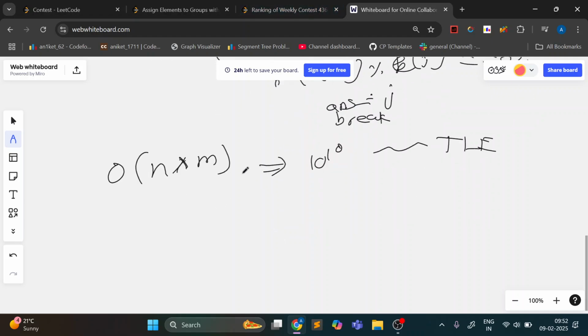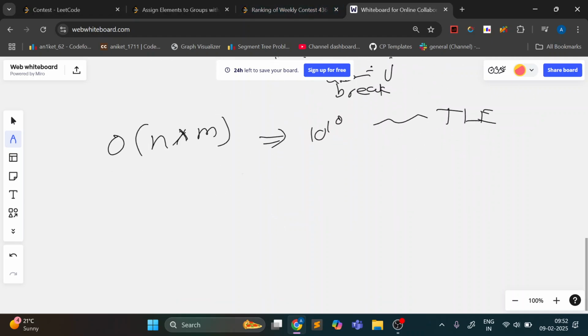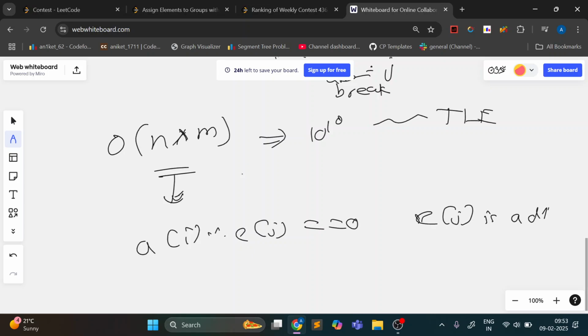Now what can you do to optimize this? Let's say we are iterating over array A and we find all of its divisors, because let's say A of i mod E of j is equal to 0. That means E of j is a divisor.